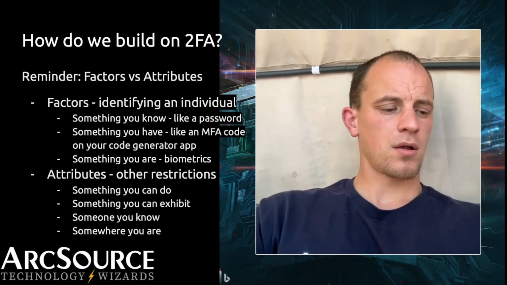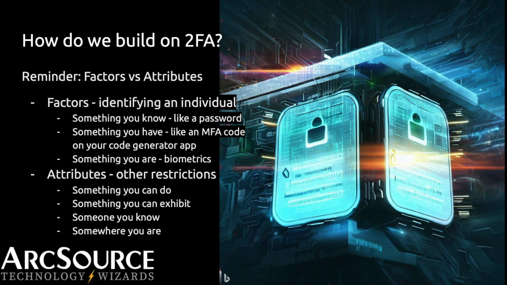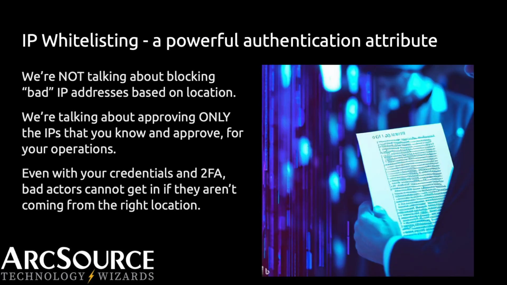So somewhere you are brings me to the topic of IP whitelisting. I think this is a very powerful authentication attribute, as I say there on the slide. And what I don't mean is blocking geolocations in a blacklist where it says, everyone who's not in the United States can't get to my system. As we have seen many times, and as many of you might be thinking, bad actors don't generally show that they're coming from a foreign country when they're coming across. They set up some temporary VM that's on Azure infrastructure in the US or AWS infrastructure in the US or whatever when they're attacking the US.